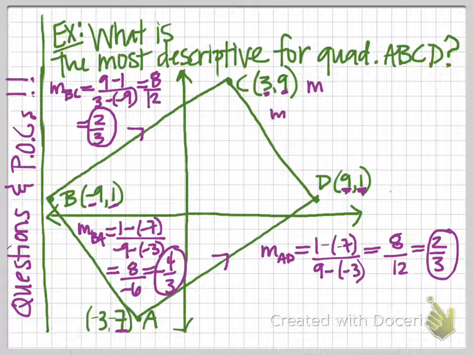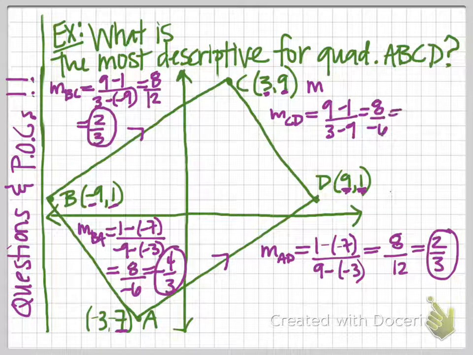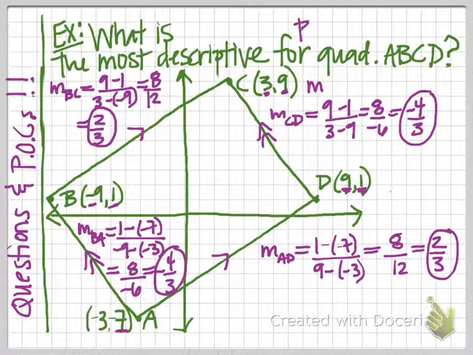Now I'm going to take a look at the slope of CD, its opposite side. Subtract my y's, 9 minus 1. Subtract my x's, 3 minus 9. That equals 8 over negative 6, which also simplifies to negative 4/3. So since those two sides have the same slope, I know that these two sides are parallel. And since I fulfilled test 1, I know for sure that this shape is a parallelogram.